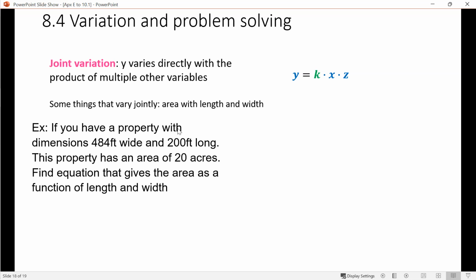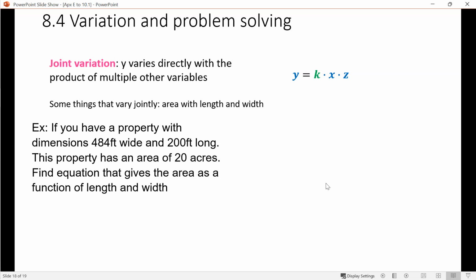If we have a piece of property and the dimensions of this property are 484 feet wide and 200 feet long, and then we are told that this property has an area of 20 acres, let's find the equation that gives the area as a function of length and width.